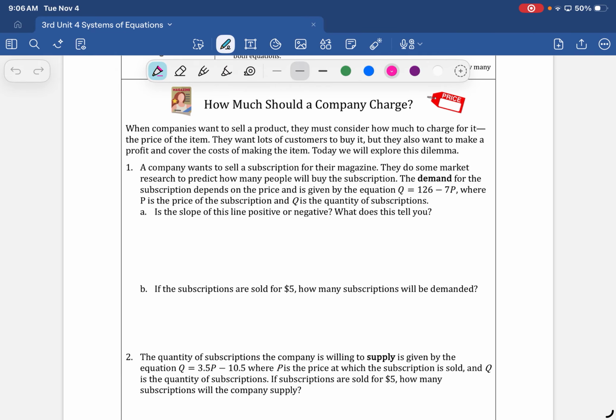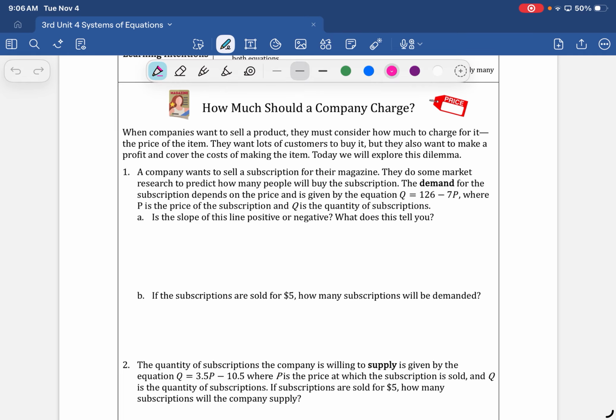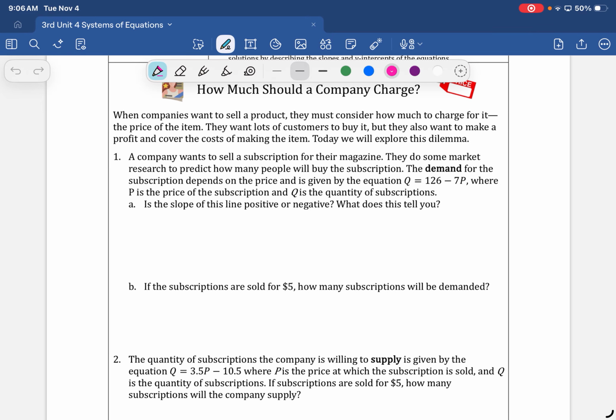Start looking at questions 1 and 2, okay? So both of these have to do with supply and demand, okay? When companies want to sell a product, they must consider how much to charge for it, the price of the item. They want lots of customers to buy it, but they also want to make a profit and cover the cost of making the item, okay? So we're going to explore this dilemma as a system of equations, okay? So I want y'all to go ahead and work on 1A, B, and part of question 2 as well.